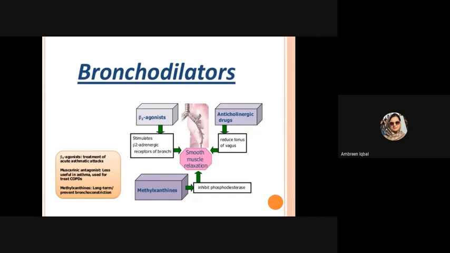Fine. Methylxanthines also cause bronchorelaxation. They act on an enzyme and inhibit it, named phosphodiesterase. What phosphodiesterase does is cause bronchoconstriction. So to inhibit that bronchoconstriction, we inhibit this enzyme. The third one is anticholinergics. They reduce the vagus tone by preventing the cholinergic action on the muscarinic receptor. So in this way, they reduce the vagus tone.